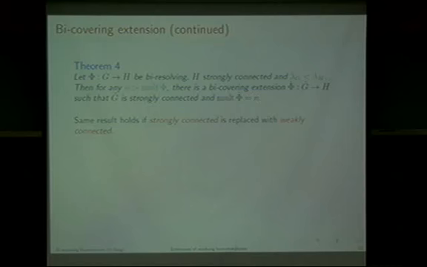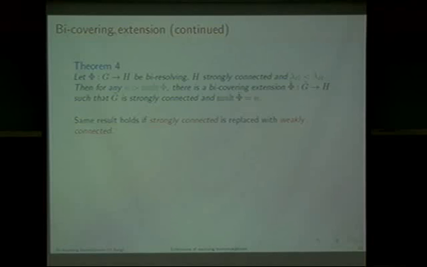These two conditions are crucial. Even though only one condition is removed, theorem 4 is not true. So these two conditions are essential. However, this is not an infinity condition, and so we want to find some narrower conditions to guarantee the existence of bi-covering homomorphisms whose domain can be found to be strongly connected. And in theorem 4, we can say that if strongly connected is replaced with weakly connected, the same result holds. So this is the result about bi-covering extension.